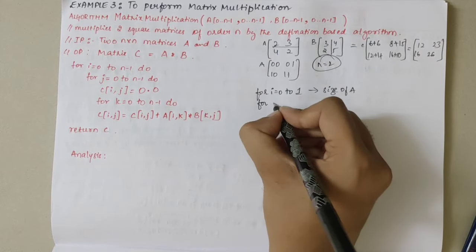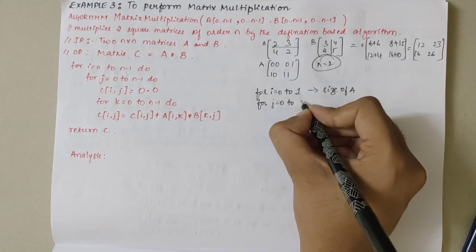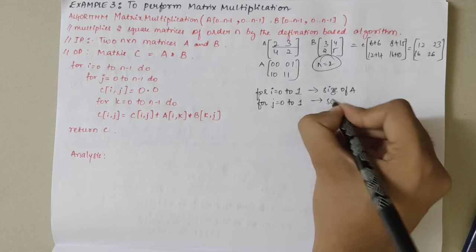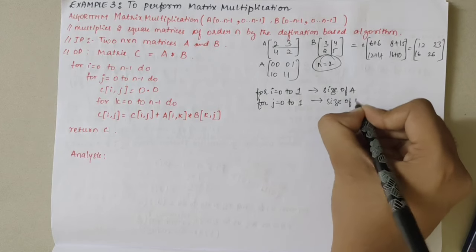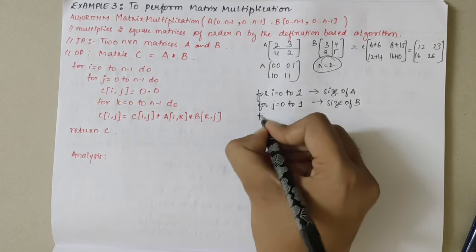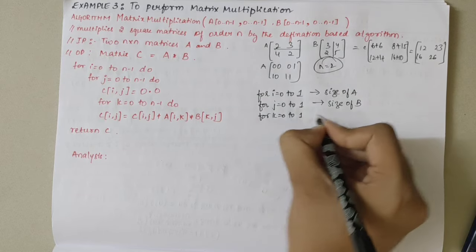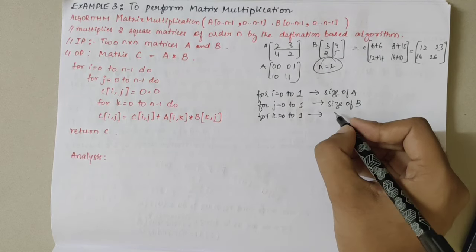Next I have for j equal to 0 to n minus 1. N is 2, so n minus 1 would be 1. This is to check the size of matrix B. Next I have for k equal to 0 to n minus 1, that is 1 again. This is to implement the basic operation.